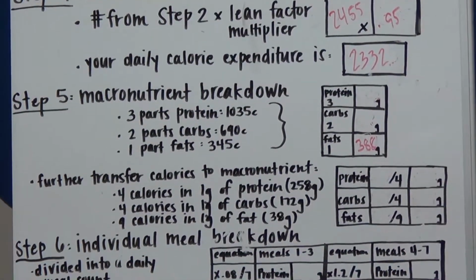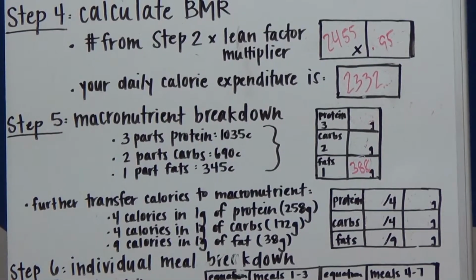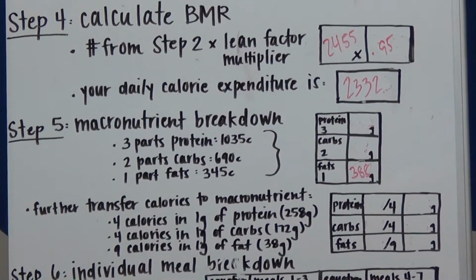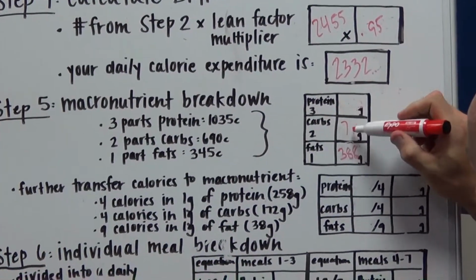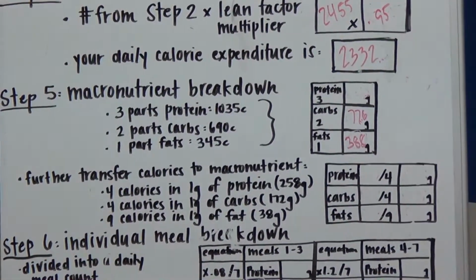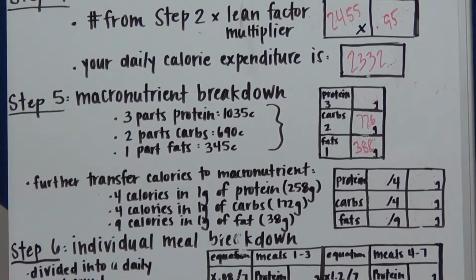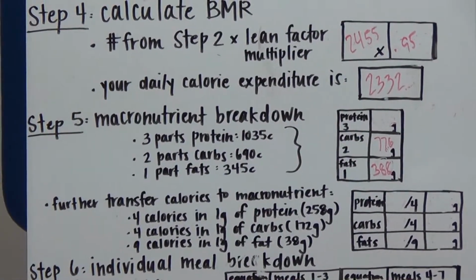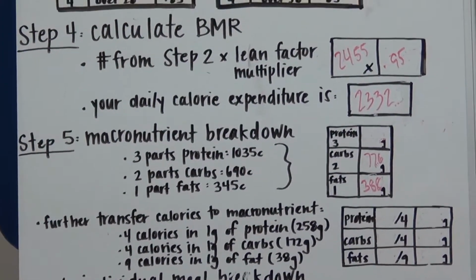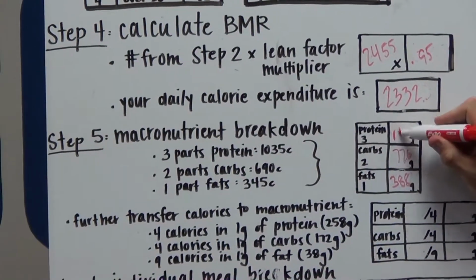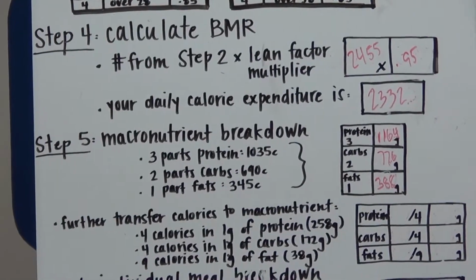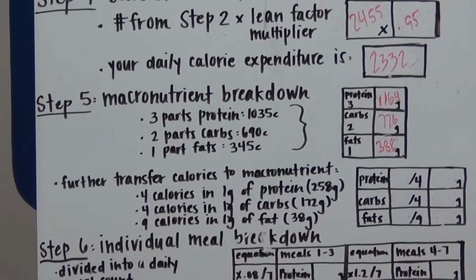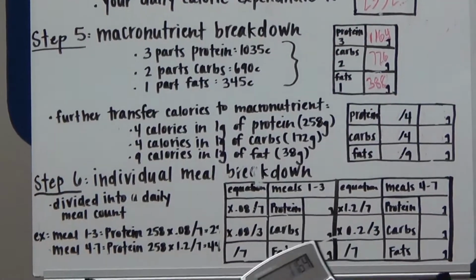That's 1 part. Now I'm going to do 388 times 2. That'll be 2 parts carbs, so that'd be 776. Then again, I'm going to do 388 times 3 parts protein, so it's going to be 1164.